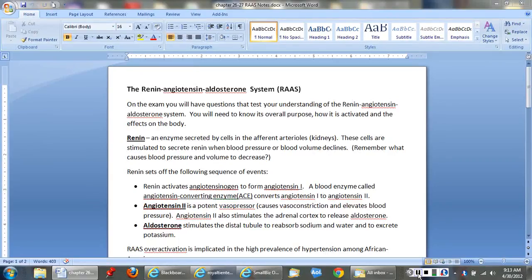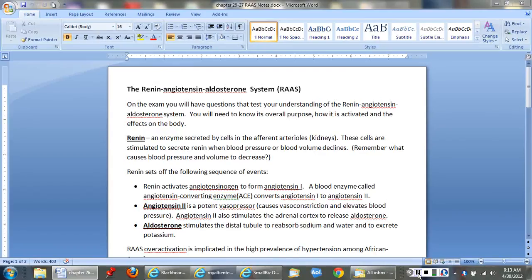So the kidneys secrete renin. The cells are stimulated to secrete renin when what? When blood pressure or blood volume decrease. Okay, so when there's a decrease in blood pressure or decrease in blood volume.